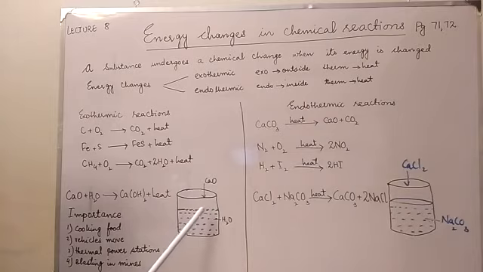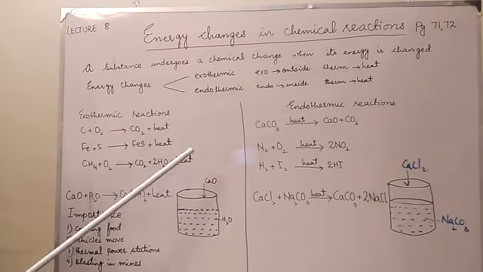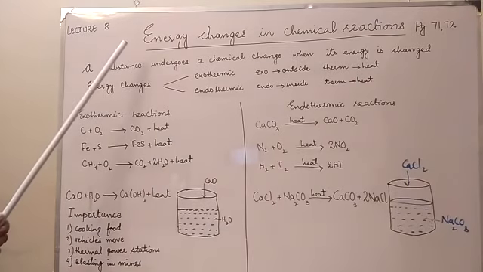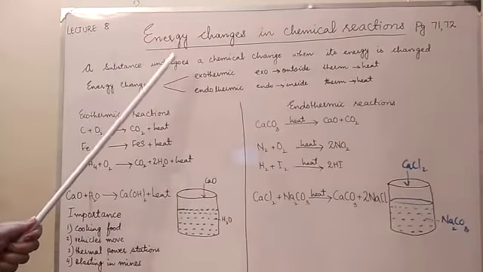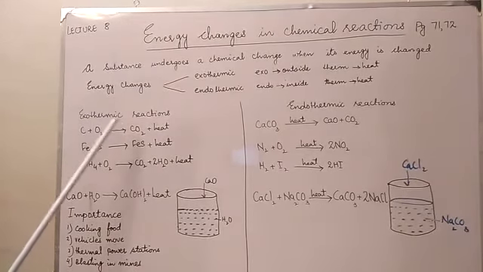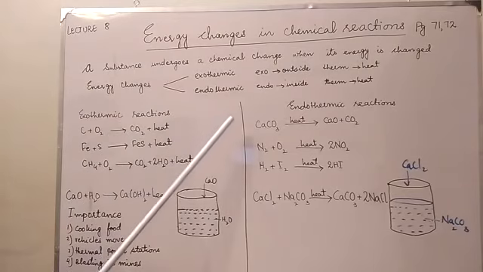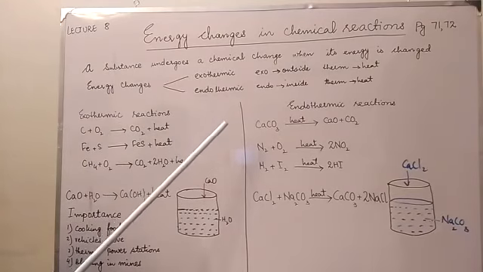While in an exothermic reaction, the beaker will become warm because the reaction is releasing heat. So this is the difference between exothermic and endothermic reactions. Now you have to write a note on energy changes in chemical reaction, explain exothermic reactions in detail and endothermic reactions in detail. Thank you.